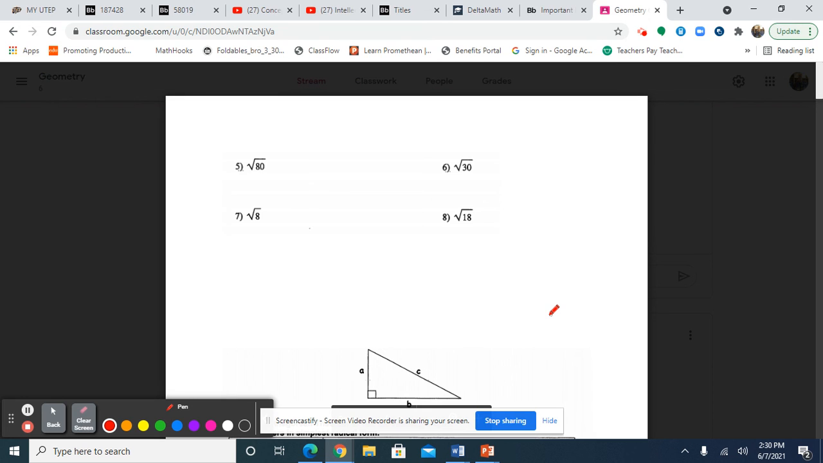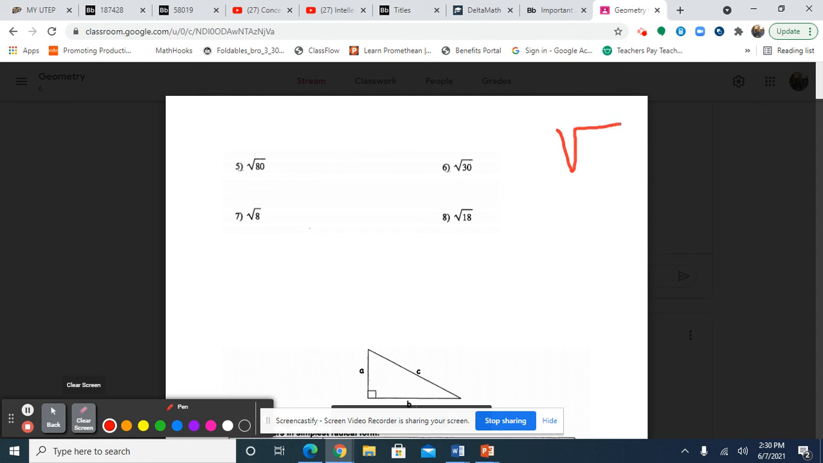Okay, so what we're gonna do is review some of these concepts for the final exam. Let's start by simplifying the square roots. So what we need to do is remember that we need to find two factors of 80, one that's a perfect square and one that is not.